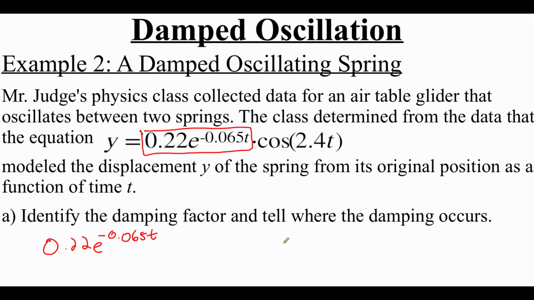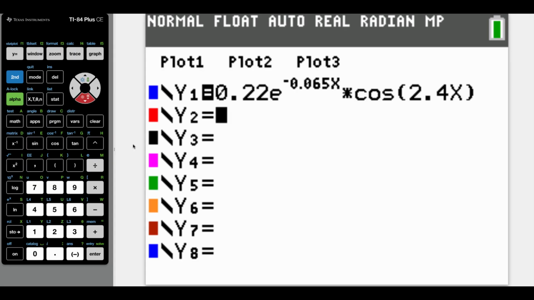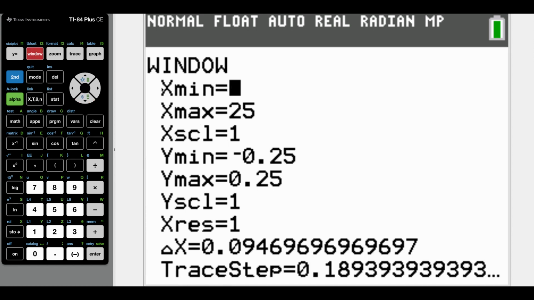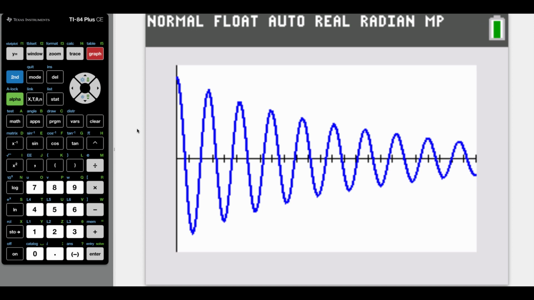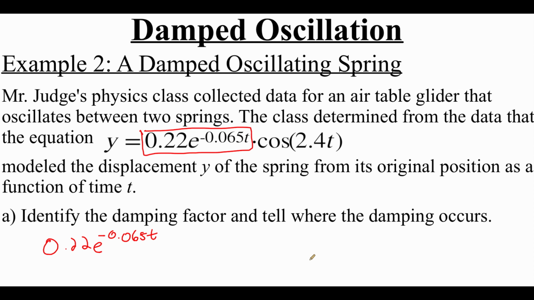Now to figure out where the damping is occurring, I think it's easiest to look at a graph. So I'm going to fire up my calculator. So in my y equals, I've got that equation typed in. I do have to adjust my window. I made my x's go from 0 to 25, and I made my y's go from negative 0.25 up to positive 2.5. So when I hit graph, we'll get a picture that looks something like this, and we can see that our waves are getting smaller as we move to the right, so this one is damped as x is approaching infinity. So as far as where the damping occurs, we said that this one is damped as x approaches infinity.